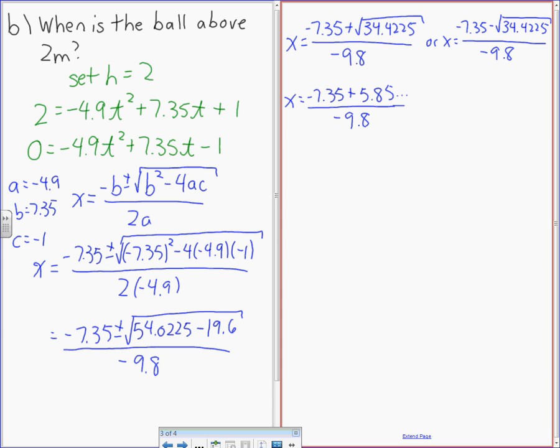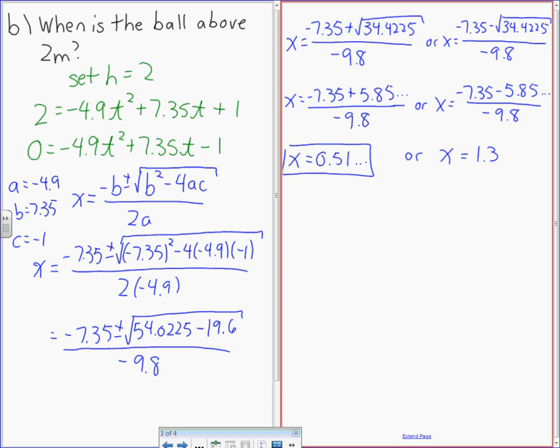Negative 9.8. Okay. All right, Natalie, can you tell me what negative 7.35 plus 5.85, divided by negative 9.8, is, please? 0.5. Okay. Second one, please? Actually, there's 1.39.